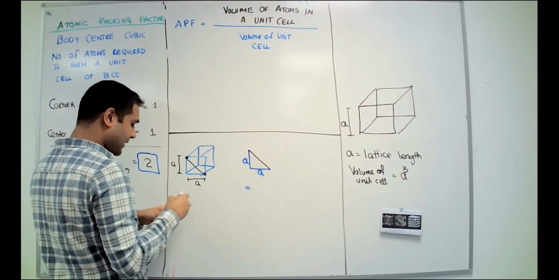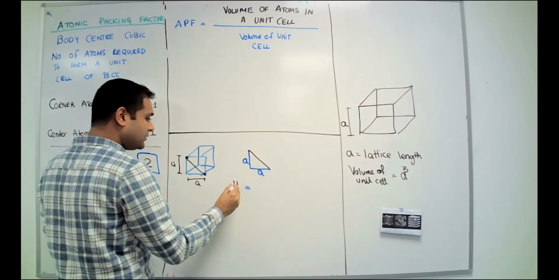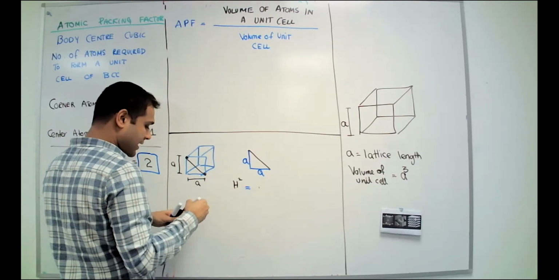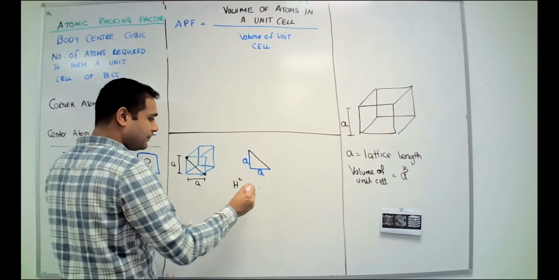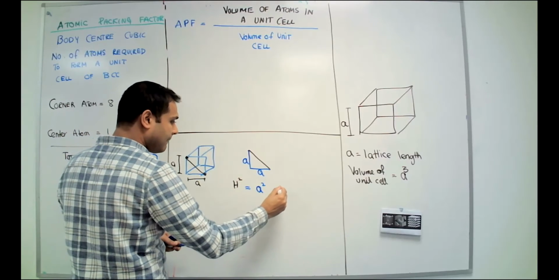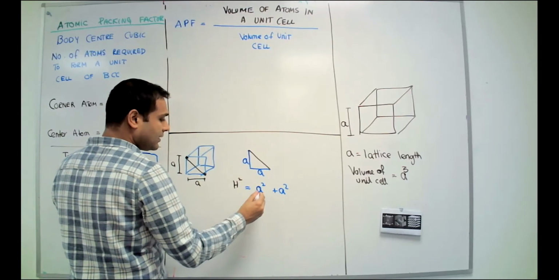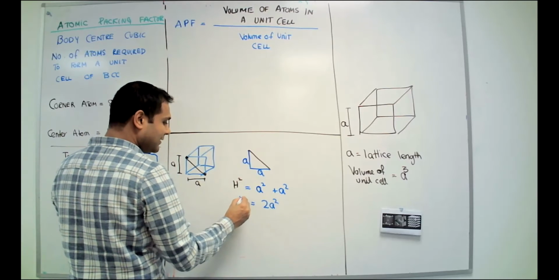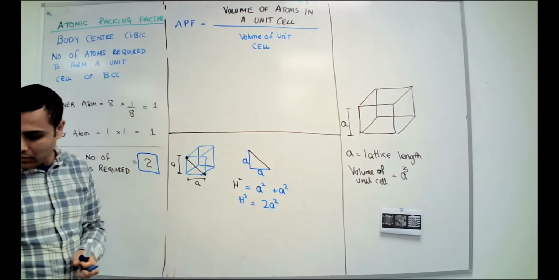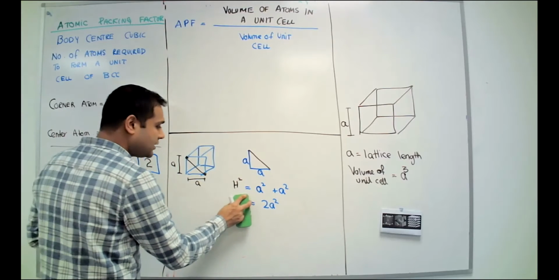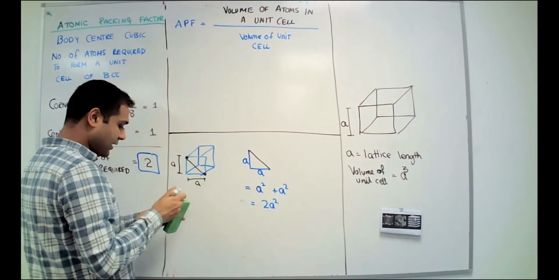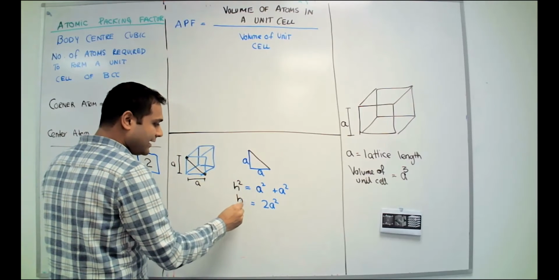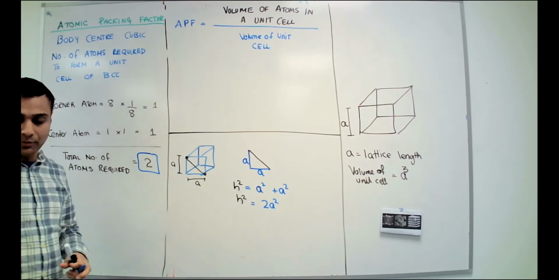For the hypotenuse, we have the Pythagoras theorem. The hypotenuse squared is equal to that square plus that square, so a squared plus another a squared. Now a squared plus a squared is 2a squared. So that's the length of this hypotenuse. Rather than calling it an uppercase H, I use a lowercase h for the hypotenuse. So h squared is 2a squared.